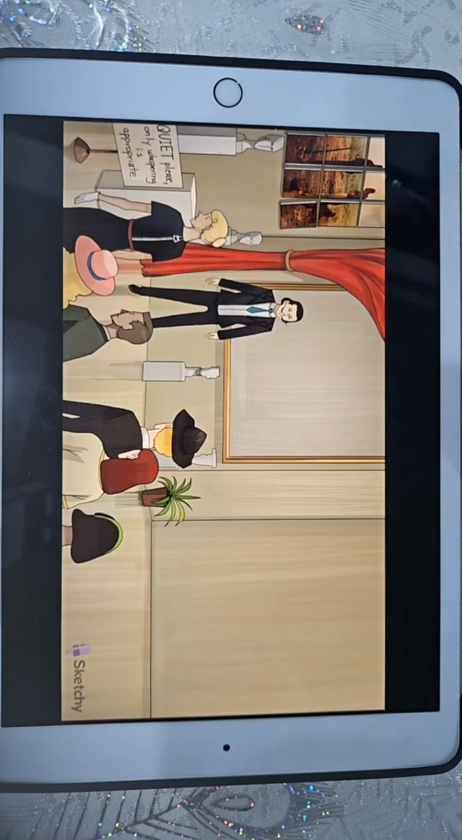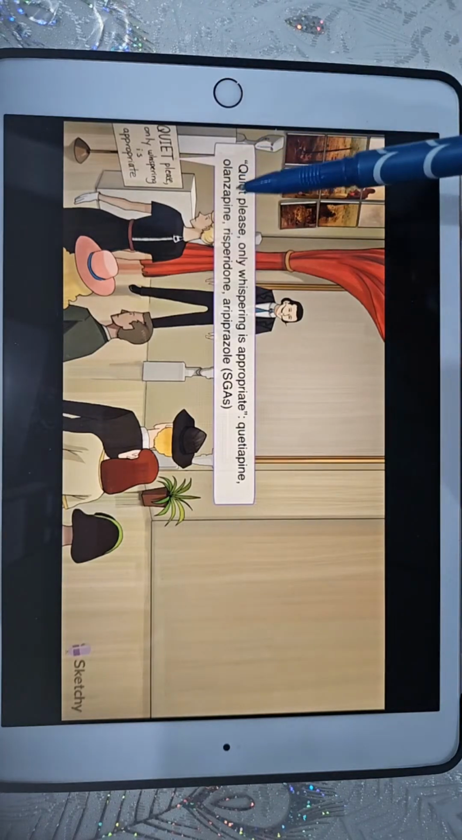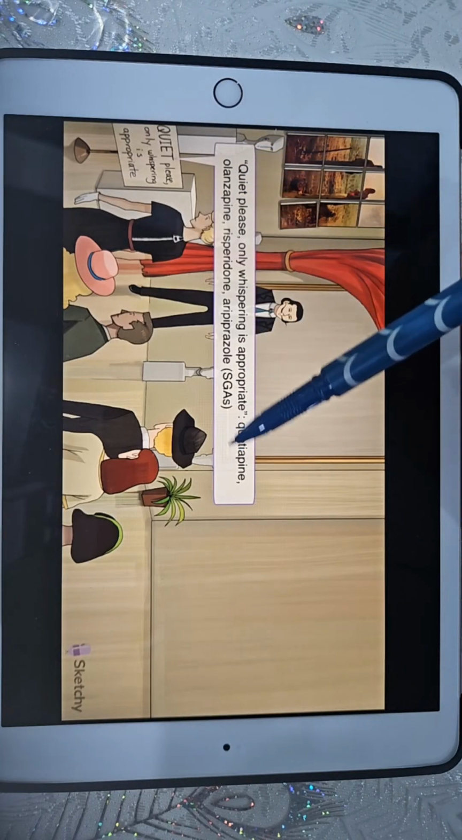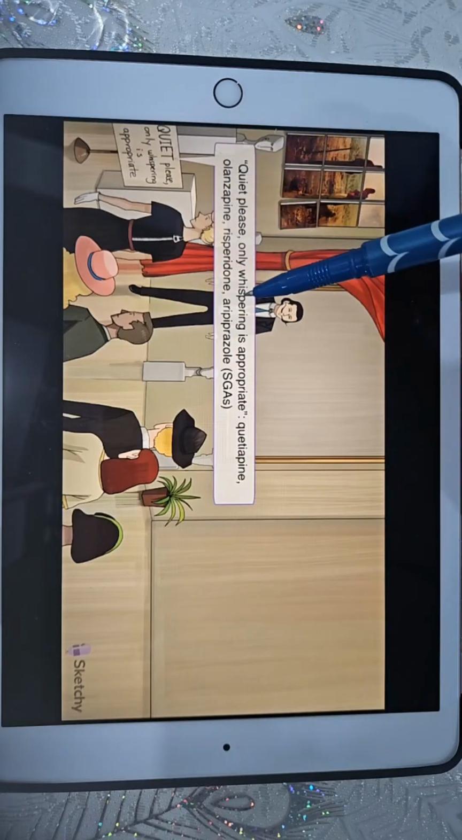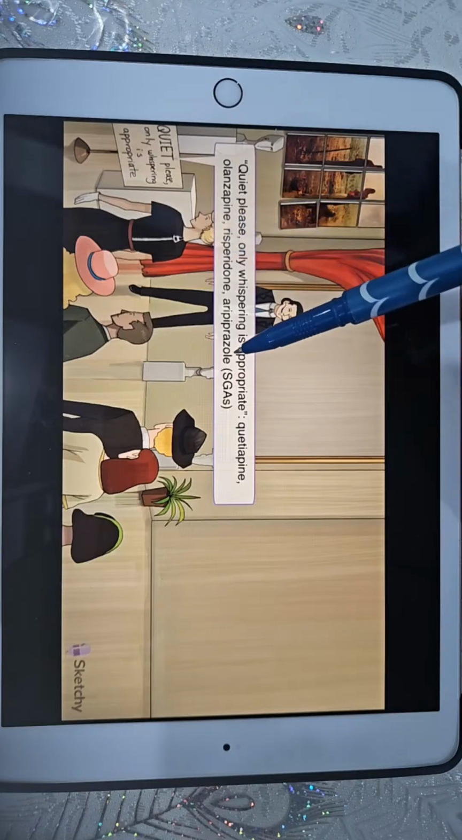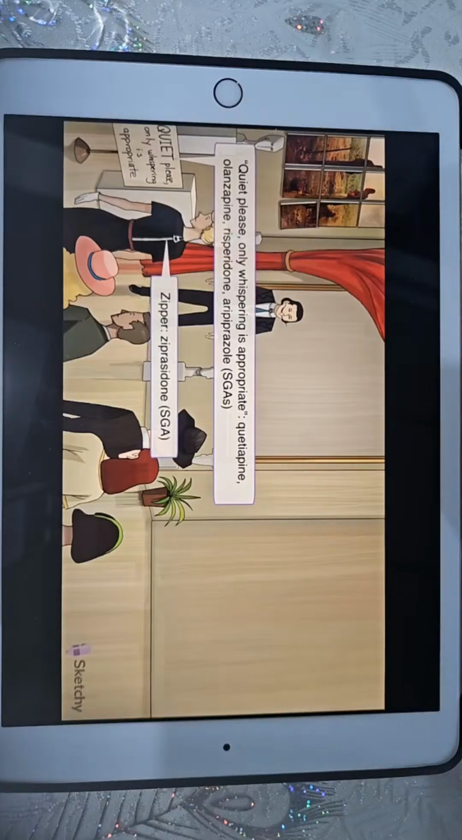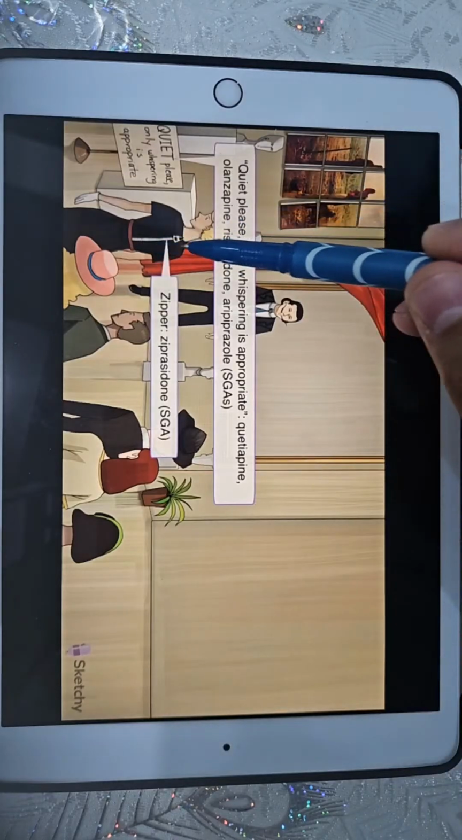Anyway, if you use your imagination, you might just see the names of a few of the atypical antipsychotics. Quiet for quetiapine, only for olanzapine, whispering for risperidone, and appropriate for aripiprazole, of course. And let's not forget ziprasidone, symbolized by the prominent zipper on the back of that chic black dress.